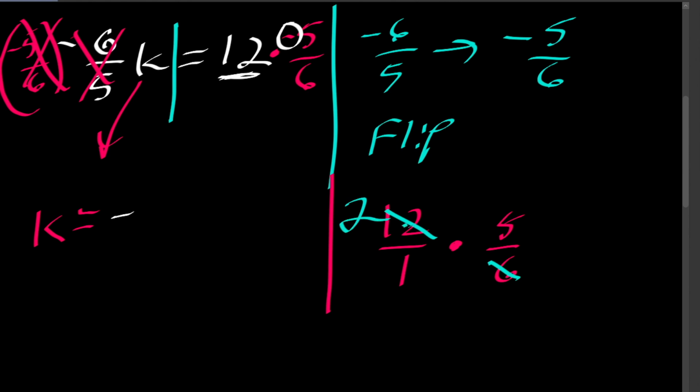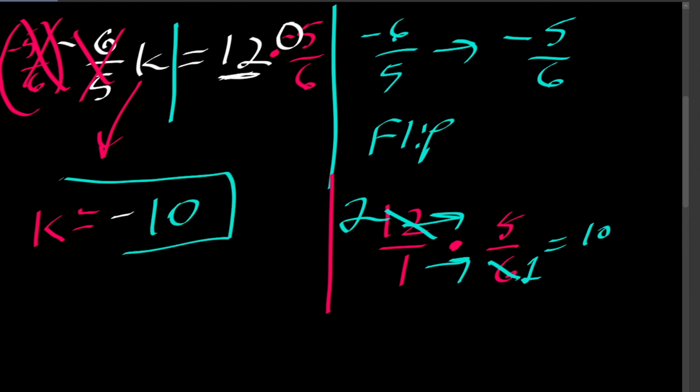And now we just multiply across the top and the bottom. So 2 times 5 equals 10. And then 1 times, now there's a 1 here, that's going to equal 1. So our actual answer is k equals negative 10. So now let's do one more just to look at a two-step equation. The good thing for you is the two-step and the one-step equations are pretty straightforward with fractions.